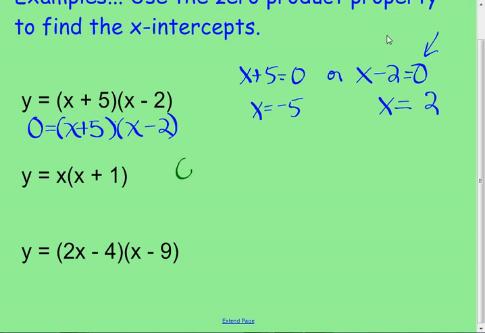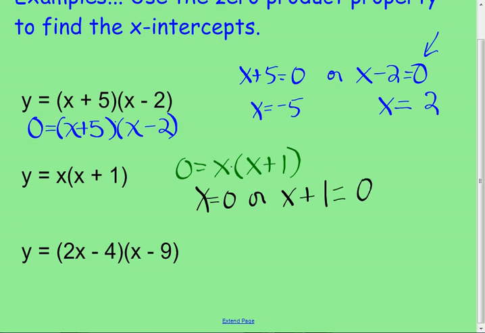Okay, so I want 0 to equal x times x plus 1. What are the two factors? If I put the 2 in there, that's 7. Okay, what about this one? Either x is 0 or x plus 1 is 0. So the first one's easy. It's done. X is 0, right? What's the other one? What number do you add to 1 to get 0? Negative 1. It's easy. If you take either one of these two numbers and you put it back into this equation, the y value will be 0.